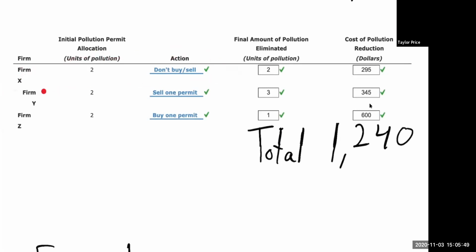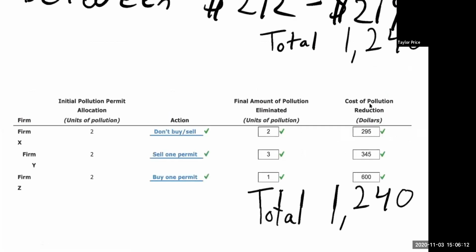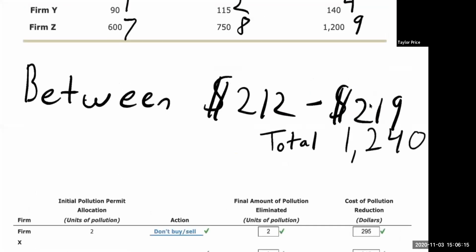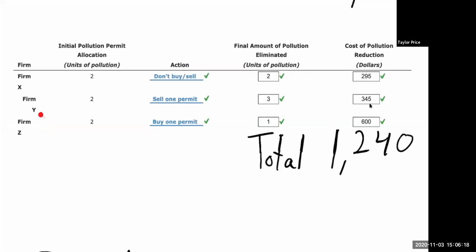going to sell any of its pollution permits. So they are going to have to reduce pollution by 2 units. So then that is their total cost to them. Whereas because firm Y has very cheap pollution reduction, much, much cheaper than firm Z, as we can see here, firm Y is going to sell a permit to firm Z. So firm Y is going to have to reduce pollution by 3 units, whereas firm Z is only going to have to reduce pollution by 1 unit.